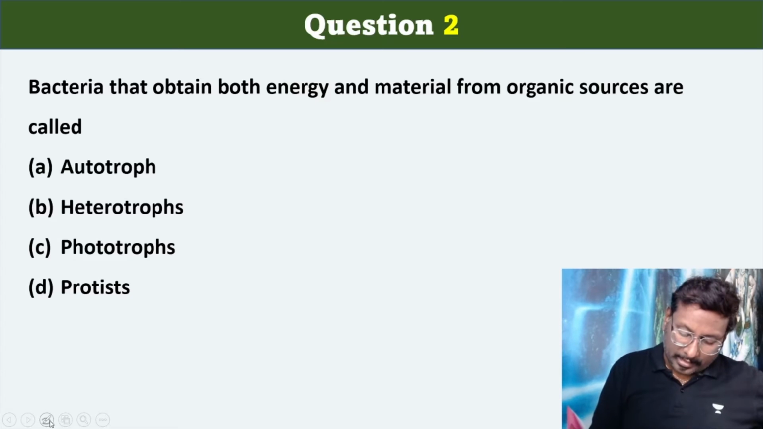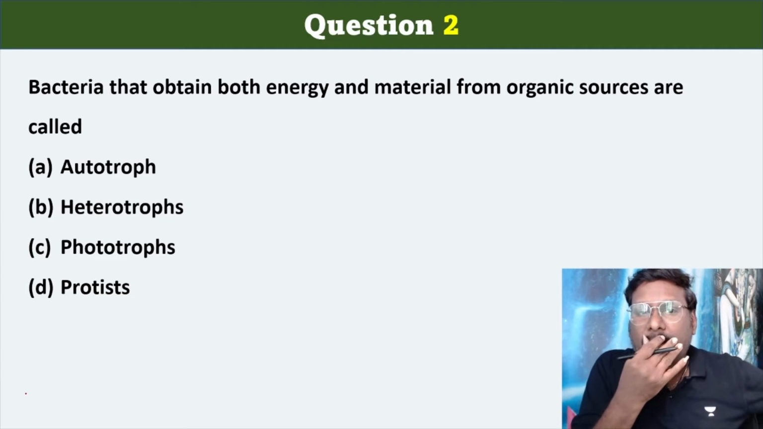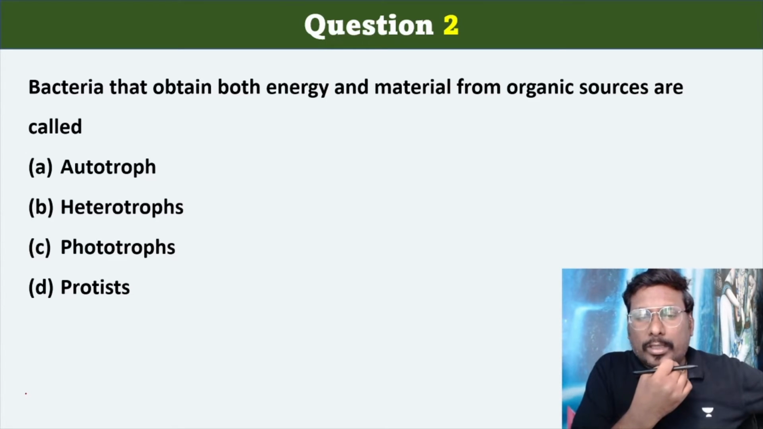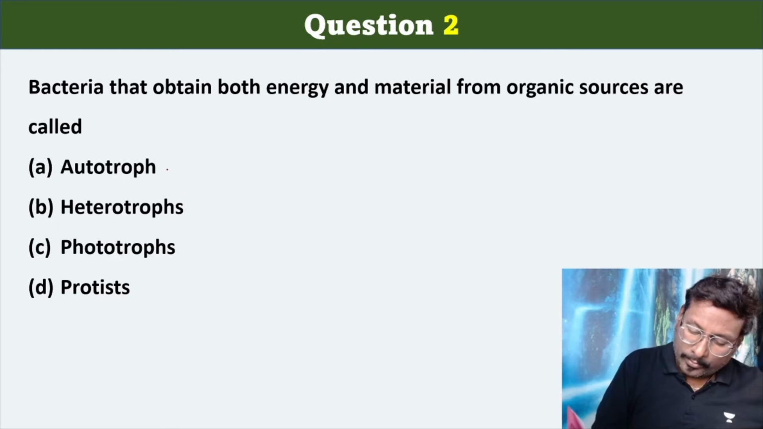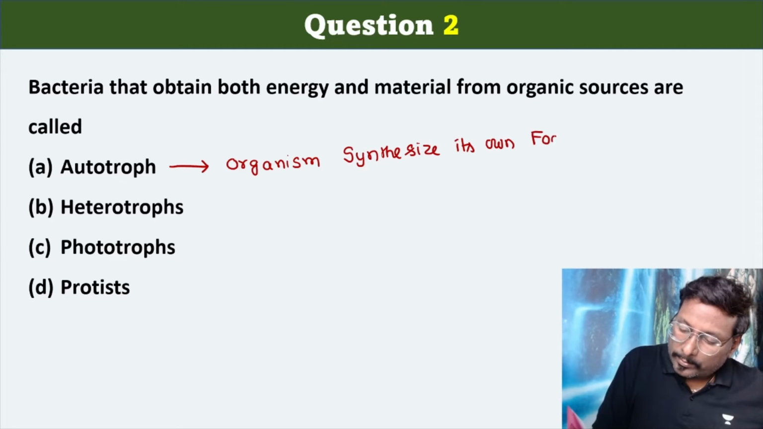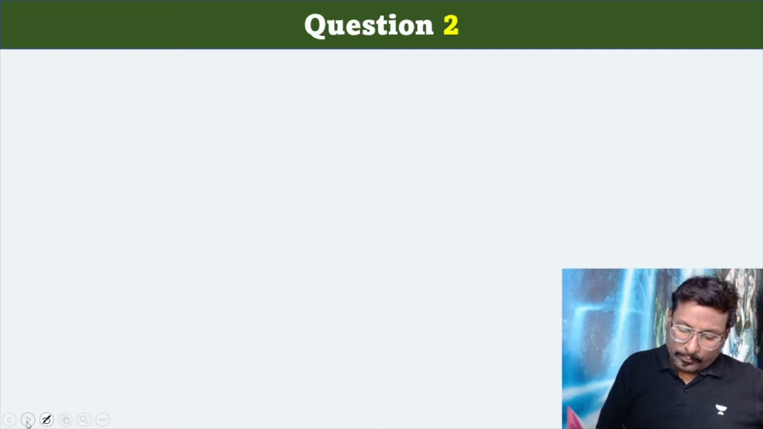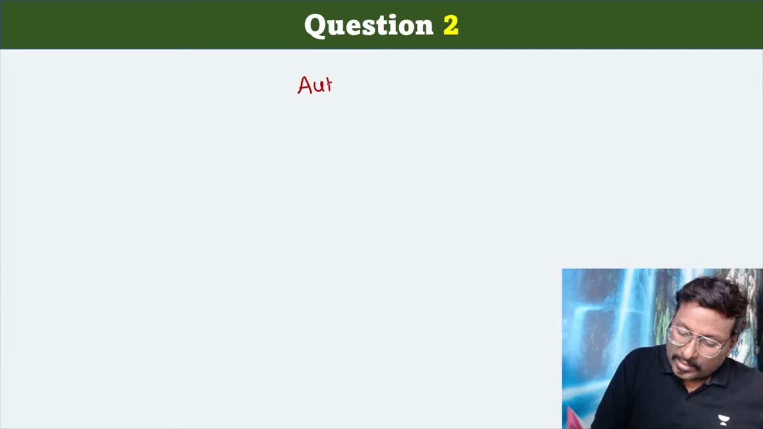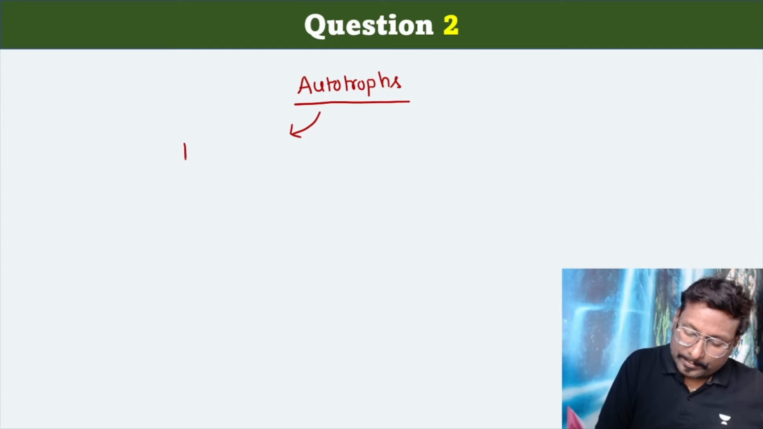Bacteria that obtain both energy and material from organic sources are called: autotroph, heterotroph, phototroph, protist. Here you understand, autotroph is the organism that synthesizes its own food. It can make its own food. And autotrophs are classified into two types.